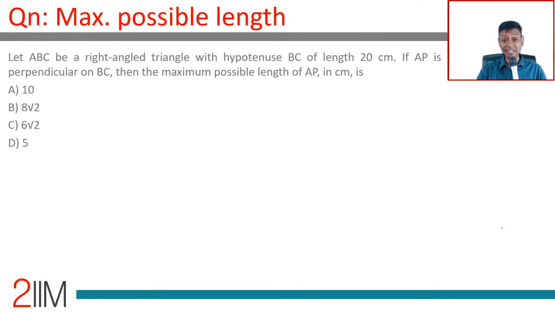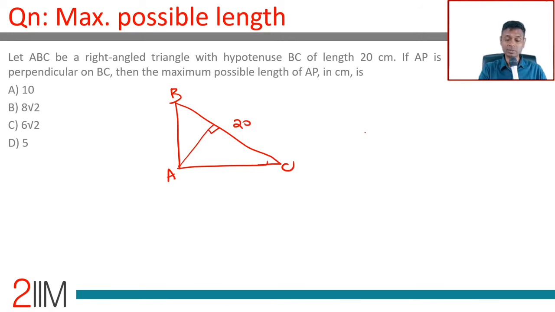Let ABC be a right angle triangle with hypotenuse BC of length 20 centimeters. BC is 20, A is here. If AP is a perpendicular on BC, then what is the maximum possible length of AP in centimeters? The maximum possible length will be when it is an isosceles right angle triangle, when this is 10 root 2, this is 10 root 2. This will be half of 20, which is 10 units.